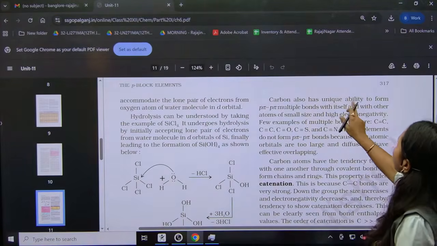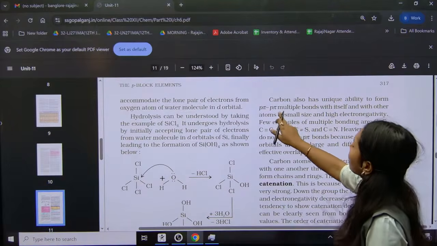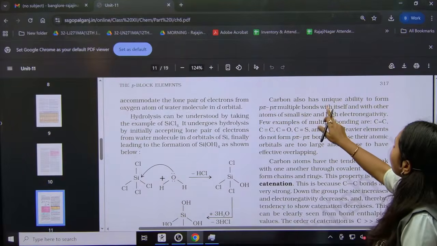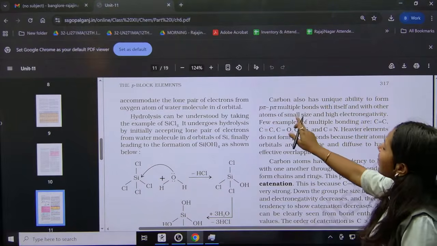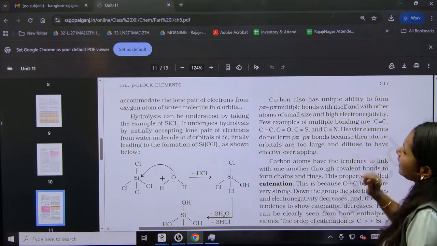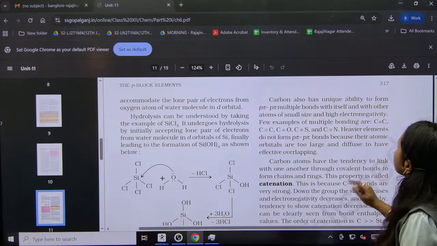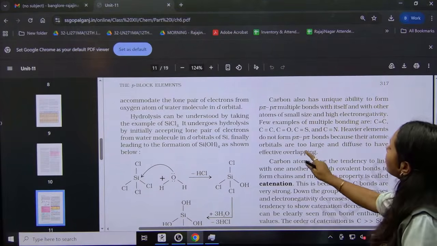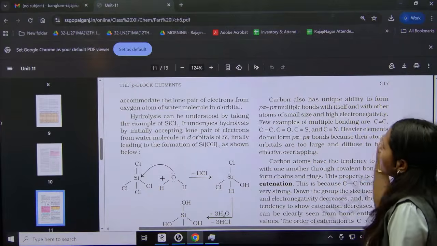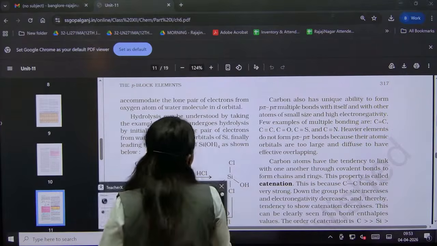Okay, now next, carbon has also a unique ability to form p-pi multiple bonds with itself and with other atoms of small size and high electronegativity. Heavier elements do not form p-pi bonds because their atomic orbitals are too large and diffused. So again, what is the next behavior?